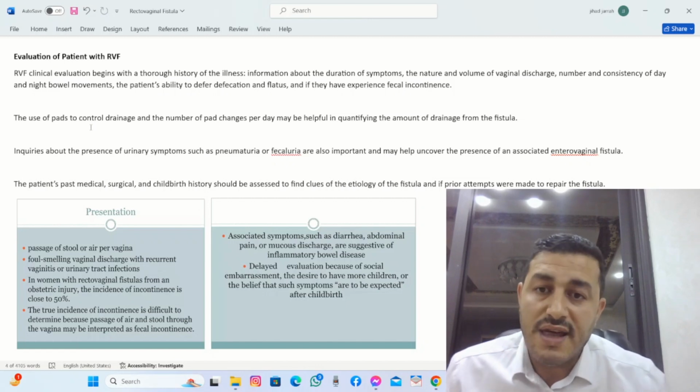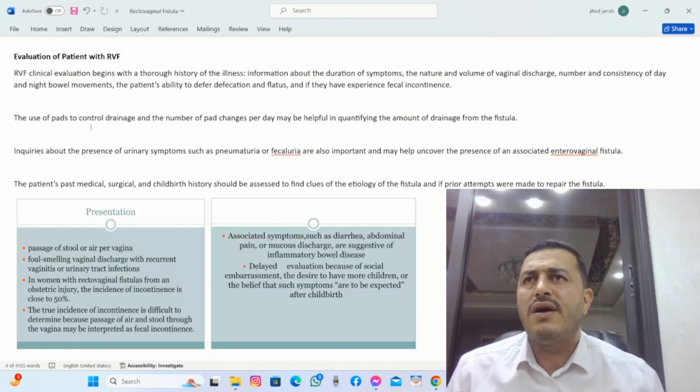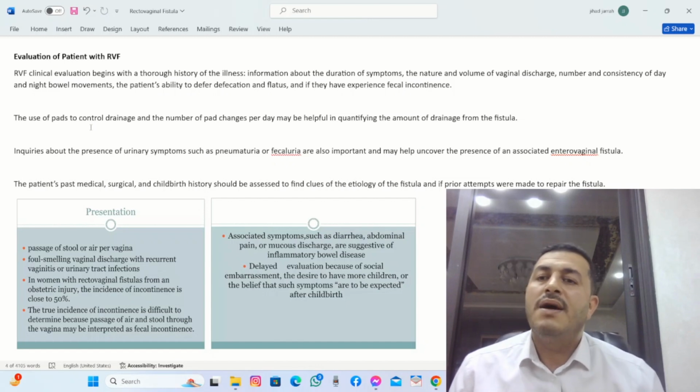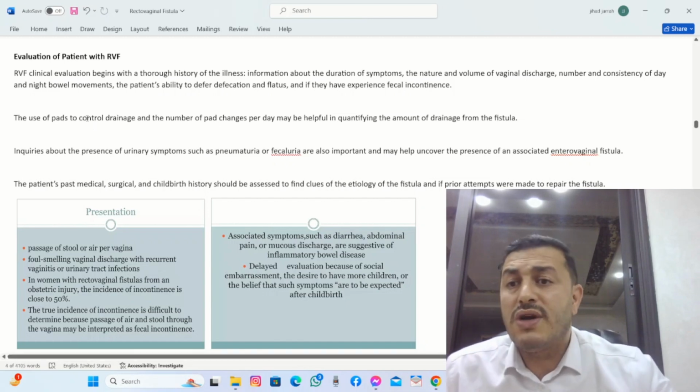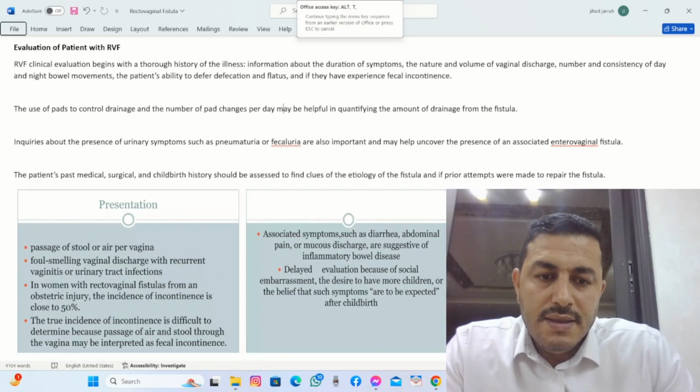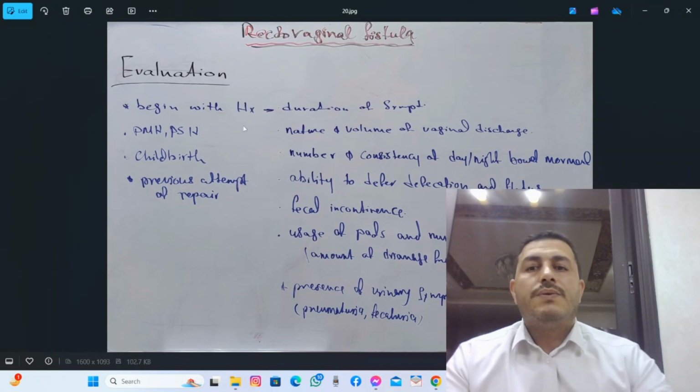And of them we said that MRI is the best to figure out, for example, fistula in cases of Crohn's disease. But what else do we want to add regarding the evaluation of rectovaginal fistula? Okay, let's see what we can add.